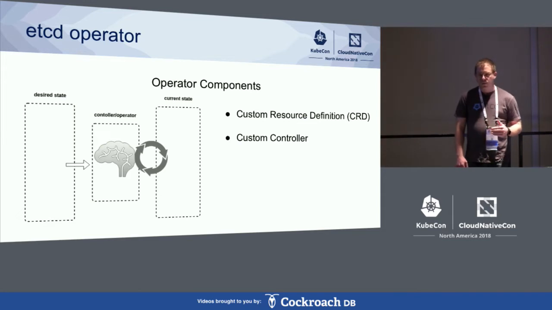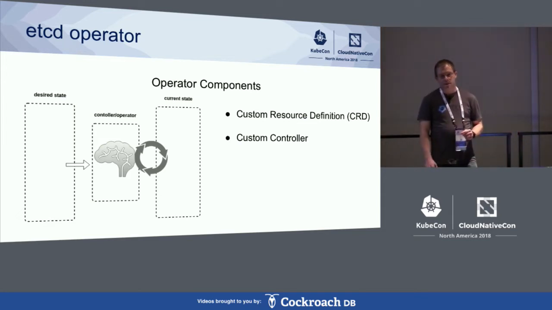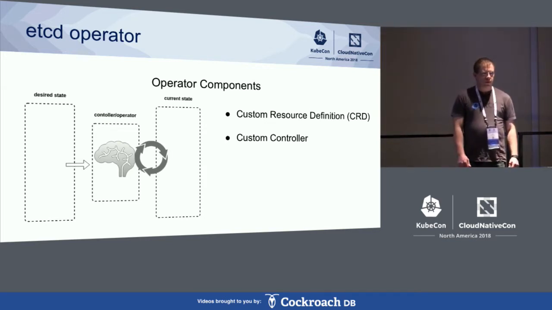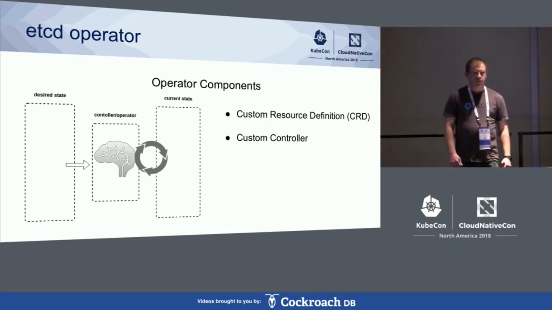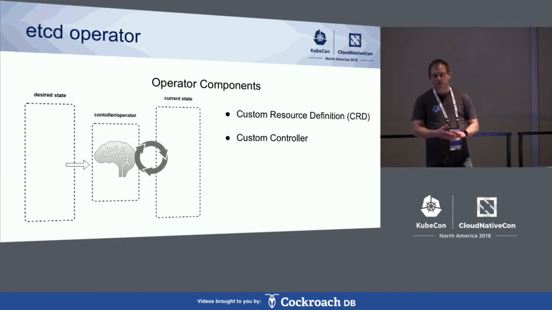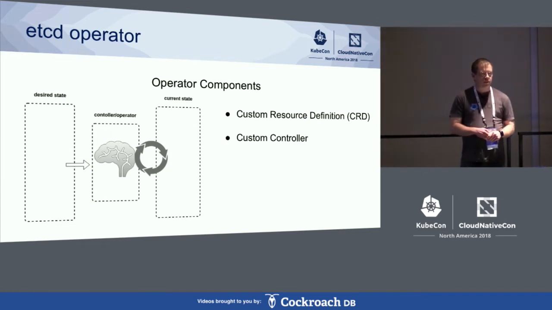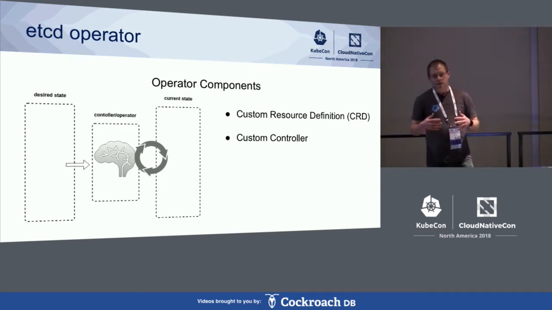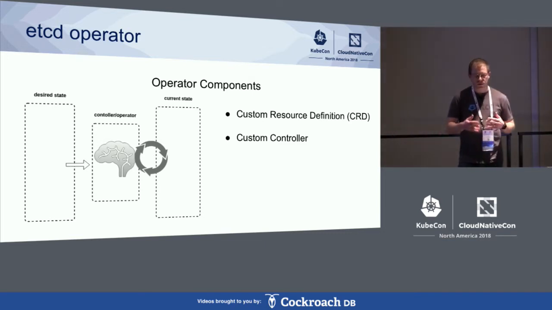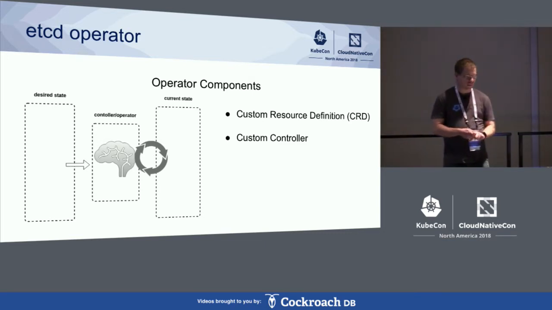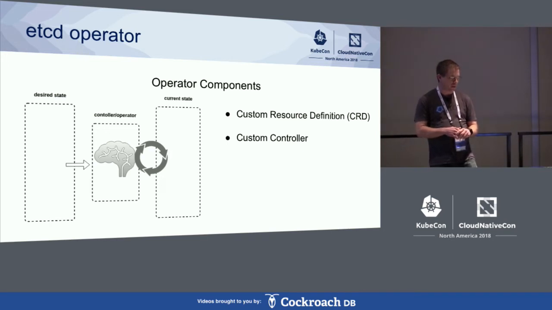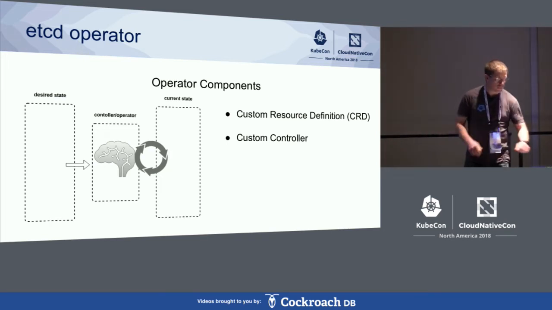And to do that, there are two main components. The first component is the custom resource definition. The CRD gives us the capability to extend the Kubernetes API, and this gives us access to custom resource objects, much like the built-in resources such as a pod. So this would be an example of a built-in resource.